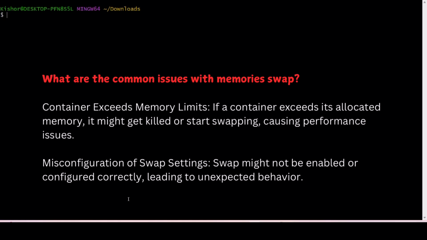What are the common issues with memory swap? Containers exceed memory limits. If a container exceeds its allocated memory, it might get killed or stop swapping, causing performance issues. And misconfiguration of swap settings is also one cause of issues. Swap might not be enabled or configured correctly, leading to unexpected behavior.